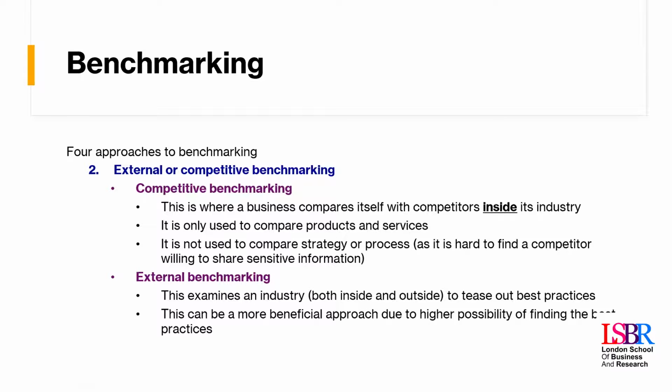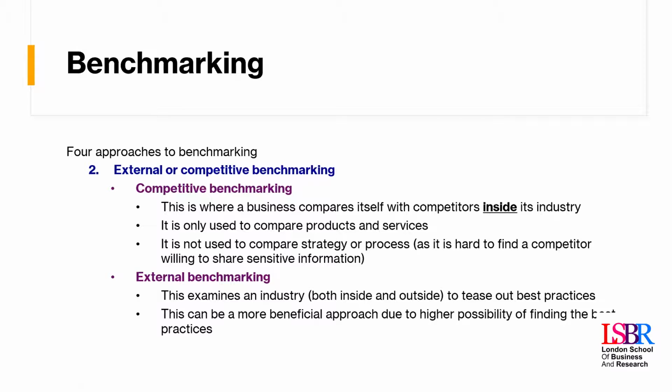It's used usually to compare products and services. Okay, why? Because you'll be lucky to find anyone that's willing to share sensitive strategy information within the same industry. Of course, if you're Apple, you don't want Samsung knowing what your strategy is. If you're Samsung, you don't want Apple knowing what your strategy is. So it's usually difficult to do competitive benchmarking with strategy or process. It tends to be usually based on products and services. So what does the latest iPhone have that the Samsung phone doesn't? What does Samsung have that iPhone doesn't? What can they learn from each other?